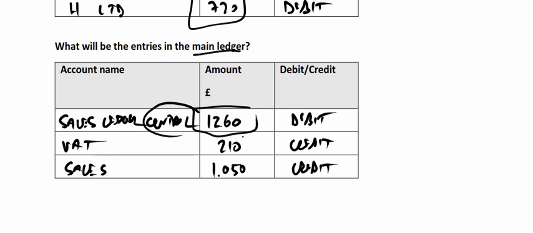And actually you can now double check that if you add up the two credit entries, they should balance against the single entry to the debit side. That's double entry, it should balance, shouldn't it?